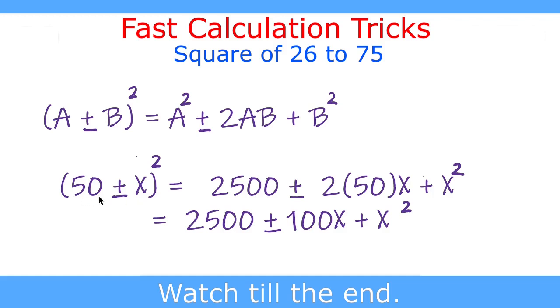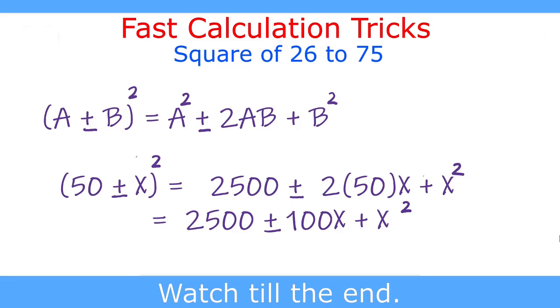And then the advantage of taking 50: we expand 50 plus or minus x whole square as square of 50 is 2500 plus or minus 2 into 50 into x plus x square. Here 50 into 2 becomes 100. So our next step is 2500 plus or minus 100 into x plus x square.